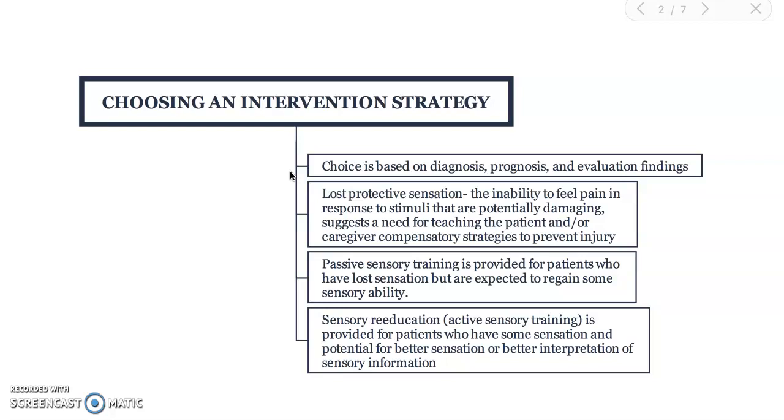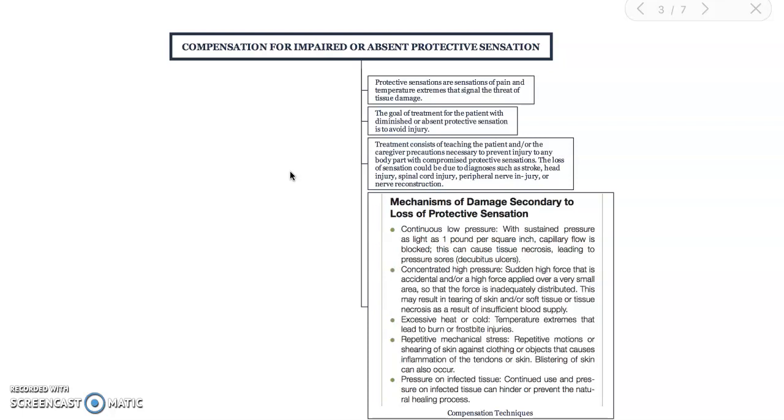So we want to choose an intervention strategy based on diagnosis, prognosis, and evaluation findings. We want to look at the loss of protective sensation and the passive sensory training provided for patients who have lost sensation but are expected to regain sensory ability. Sensory re-education is provided for patients who have some sensation and potential for better sensation. So we'll move on. So compensation for impaired or absent protective sensation.